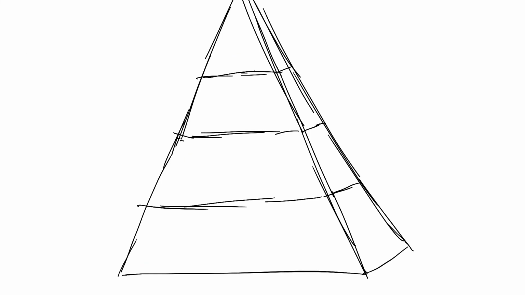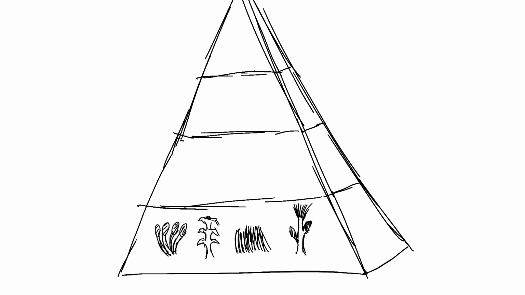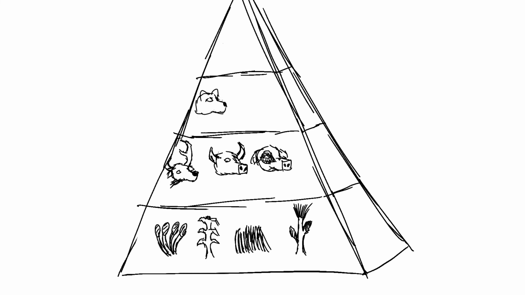The producers shown are wild oats, weeds, buffalo grass, and corn. The primary consumers, a layer above, include white-tailed deer, bison, and a cow. Above that layer are the secondary consumers, a wolf and a coyote. Above all of those animals, the tertiary consumer is the grizzly bear, the apex predator.